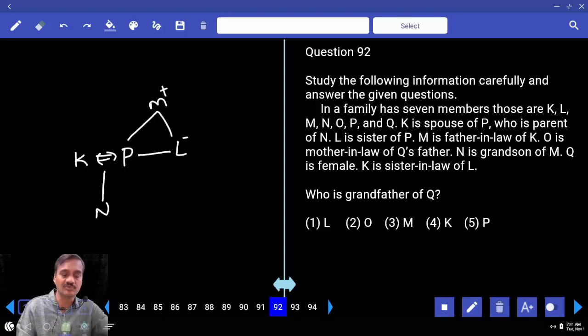Q ki evaraithe father unnaro vaaliki mother-in-law evaru cheppandi? O. Kanuka Q ikkada undanukondi, Q ki father ki mother-in-law avvachu. Appudu 1, 2, 3, 4, 5, 6 and L ki Q ki father kuda undali.